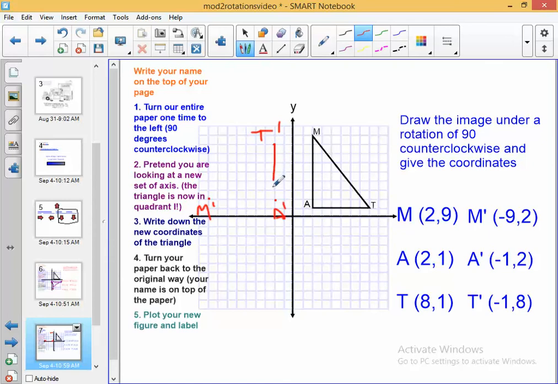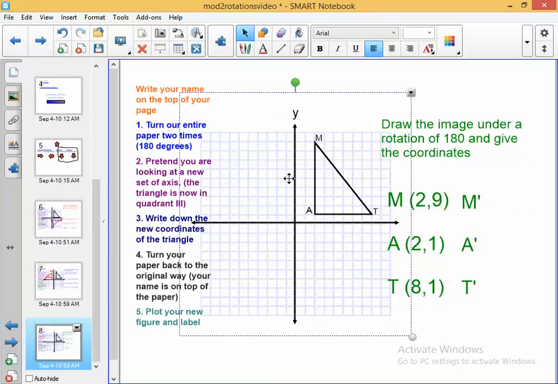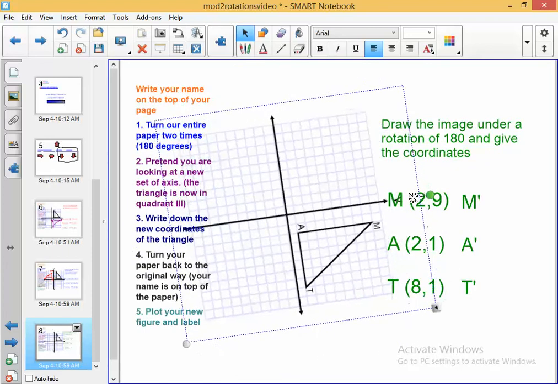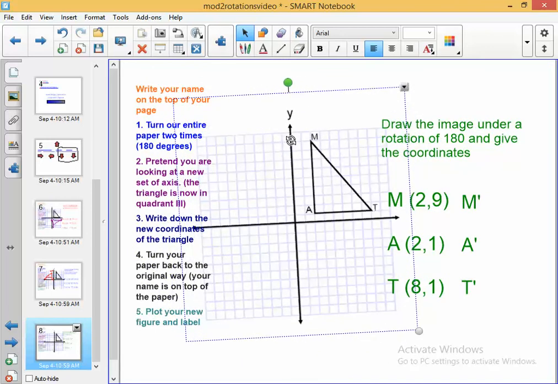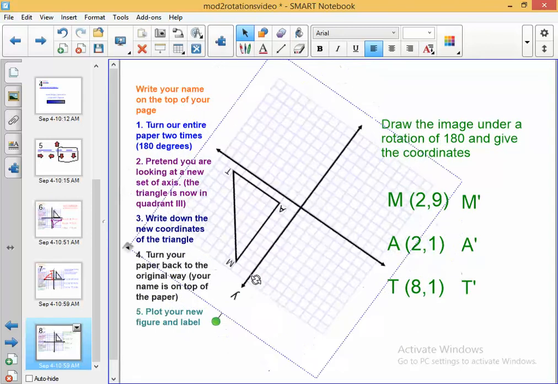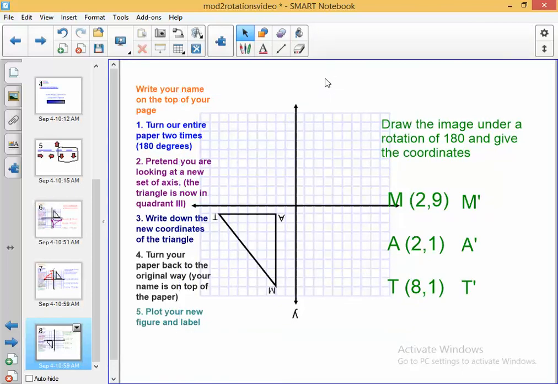If we connect our points, we see we have the exact same size triangle, just turned 90 degrees counterclockwise to the left. Last example we're going to look at is the exact same triangle, name on top of the paper. We are going to turn 2 times. It does not matter if I turn 2 times to the right, which is clockwise, it would end up in quadrant 3, or 2 times to the left, it ends up in quadrant 3. So 180 degrees, 2 times, does not matter left or right.